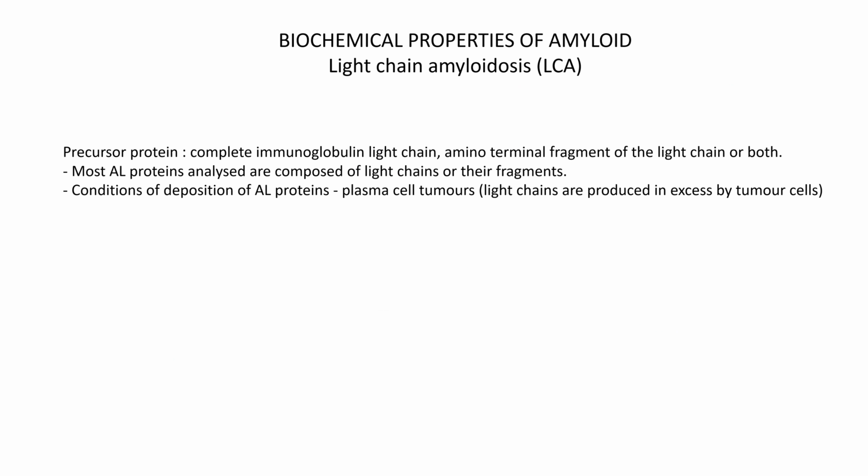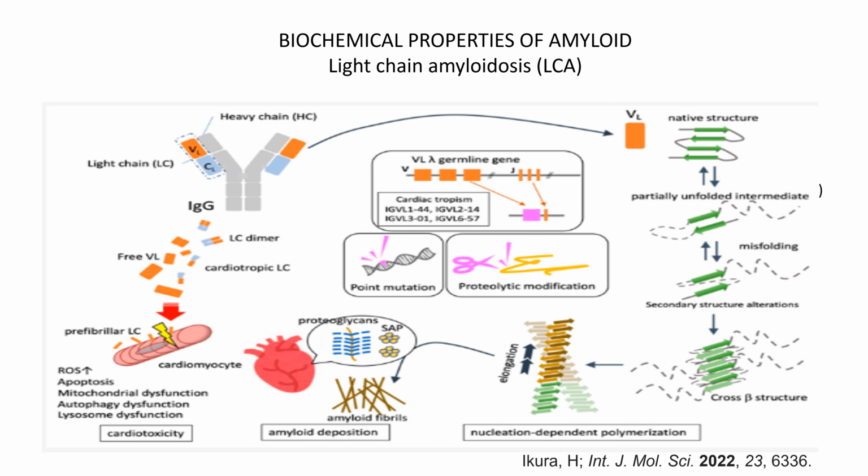What are the biochemical properties of amyloid light chain amyloidosis? The precursor protein is a complete immunoglobulin light chain, an amino-terminal fragment of the light chain, or both. Most AL proteins analyzed are composed of light chains or their fragments. Condition of deposition of AL proteins: plasma cell tumors, where light chains are produced in excess by tumor cells.